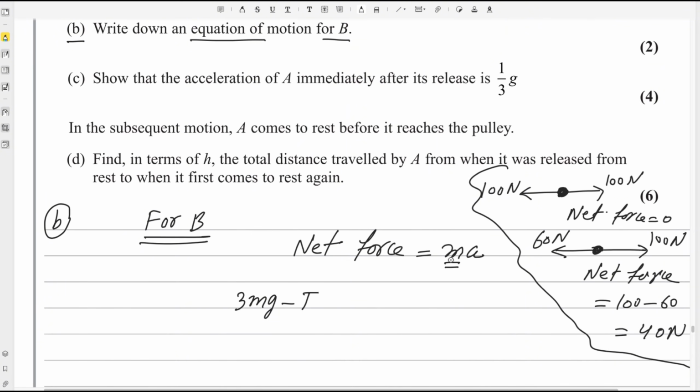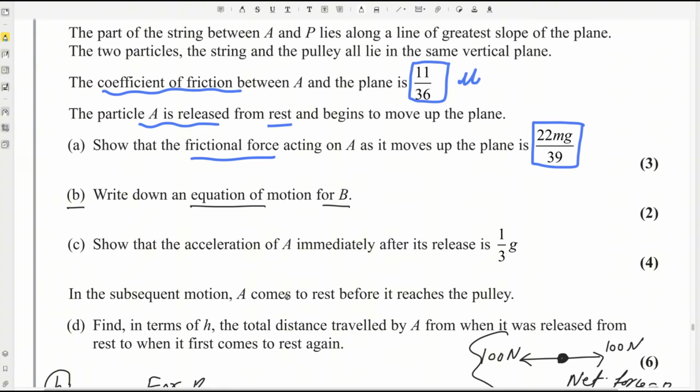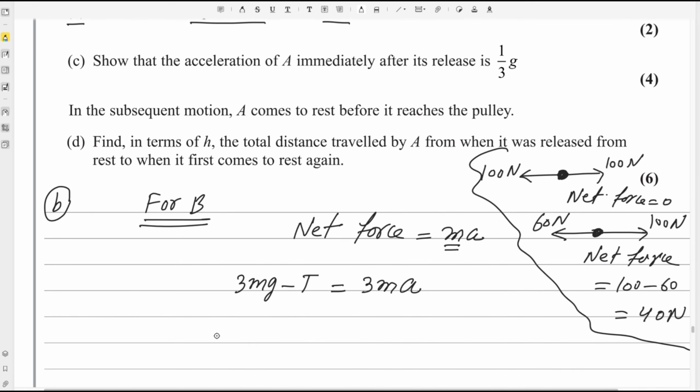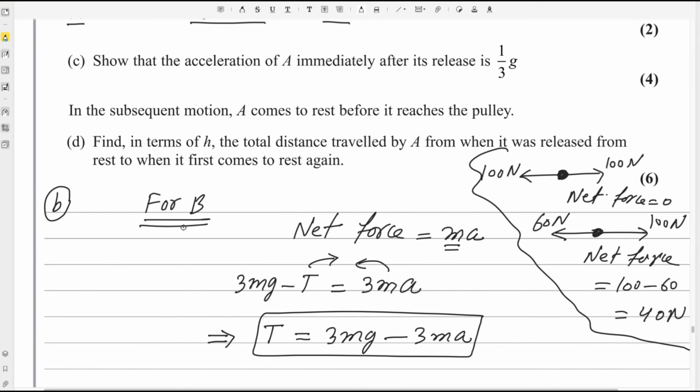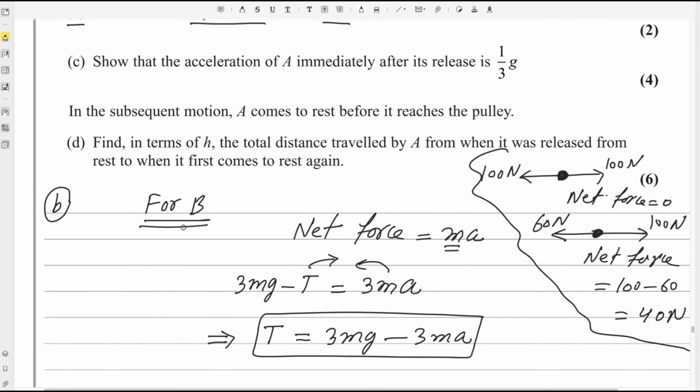And the mass of particle B is 3m. So we will use 3m here and keep a as is, because you are going to find it. So from here you get the equation, and this is enough. It is of 2 marks. At most, you can get the value of T from here. You can move this one here and move this value there. T negative will become positive and this will be minus here. So T will be equal to 3mg minus 3ma. So this is the equation of the motion for particle B. So the second part is done. Let's move on to the next part of this question.